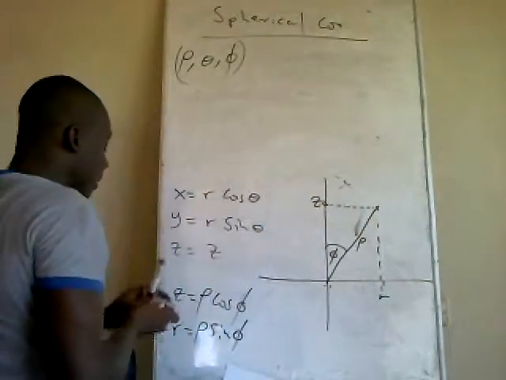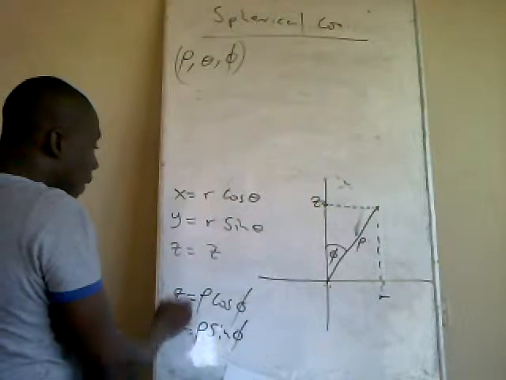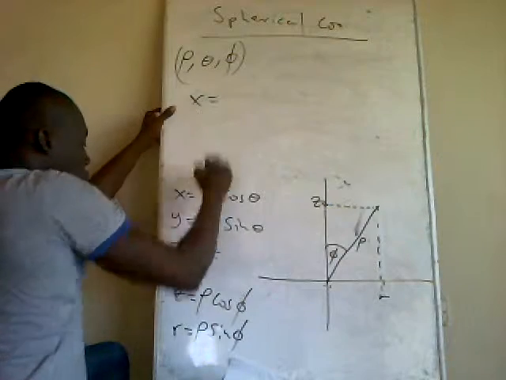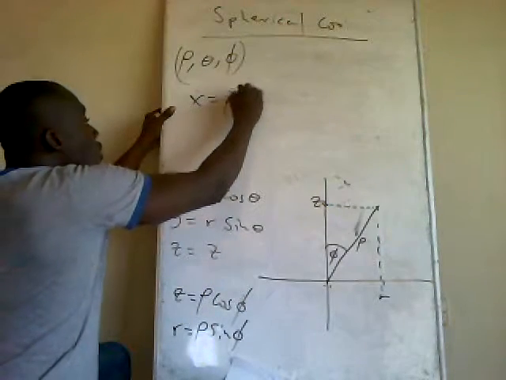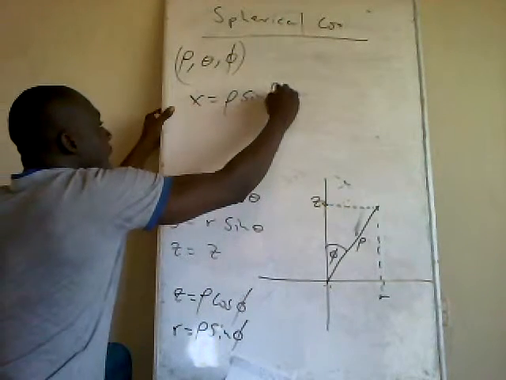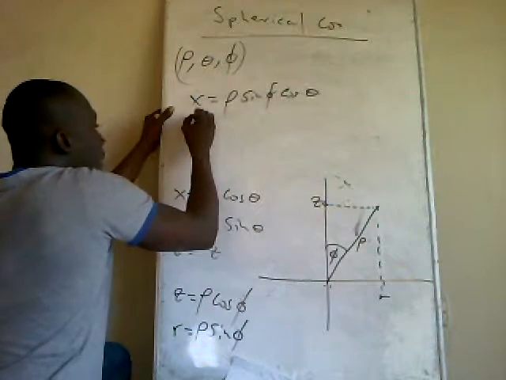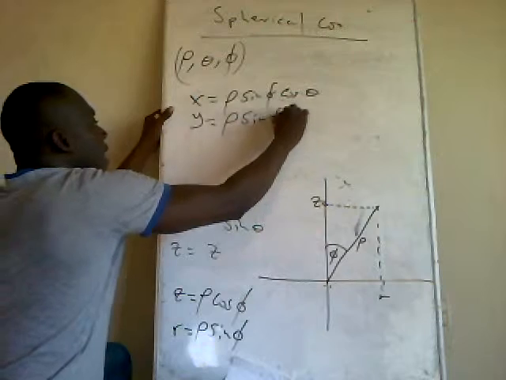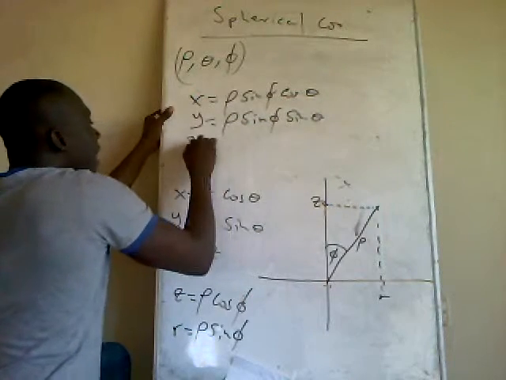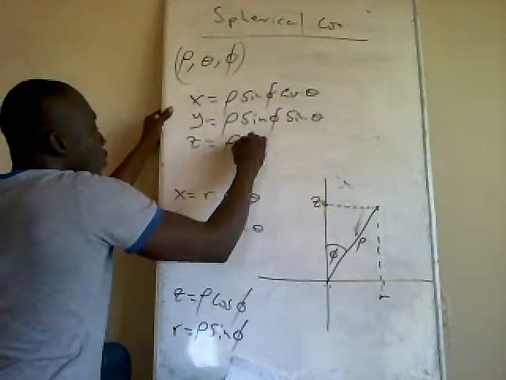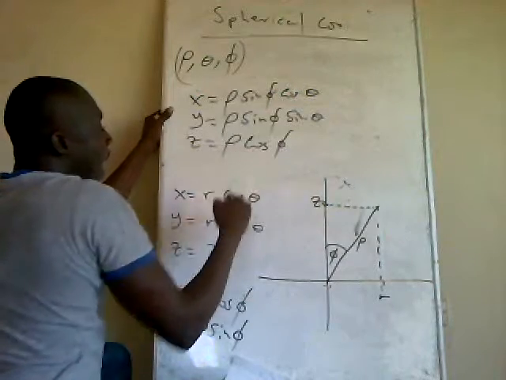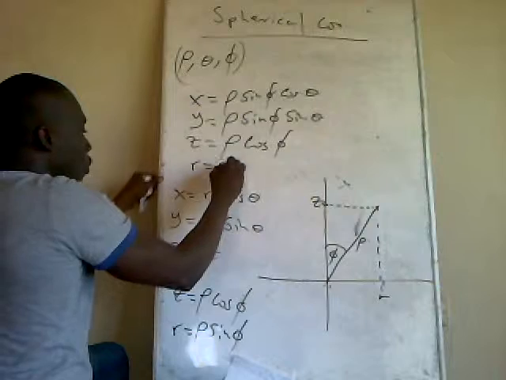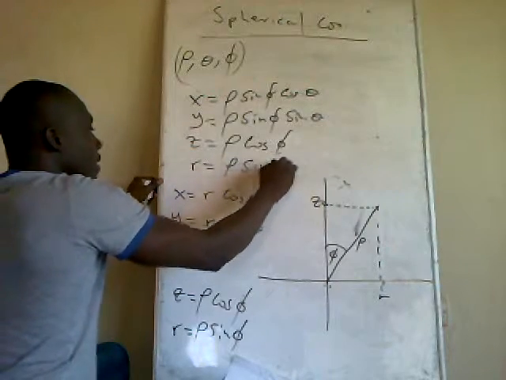Having said that, let me substitute Z and R in this equation. Then I'm going to have X is equal to R, which is rho sine phi cos theta. Y is going to be rho sine phi sine theta. And Z is going to be rho cos phi. Remember, R is important. R is equal to rho sine phi.